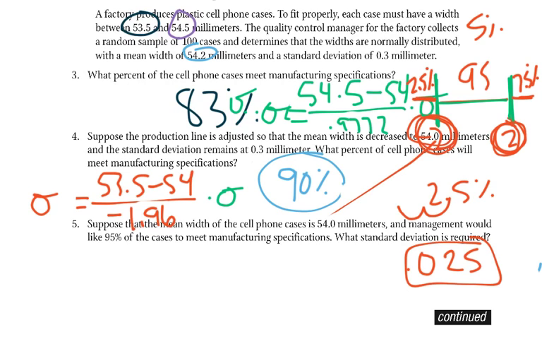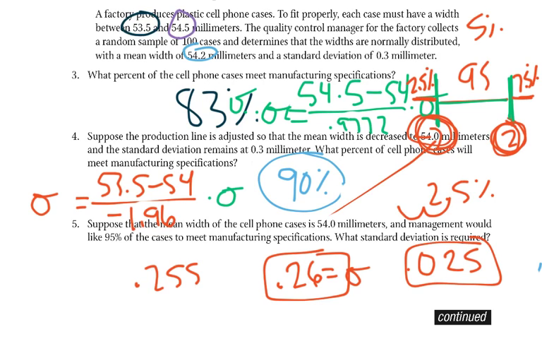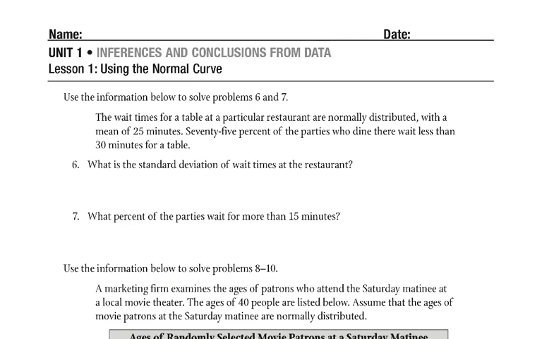And then 53.5 minus 54. Divide that by negative 1.96. And we end up with 0.255. So basically 0.26 would have to be our standard deviation in order for that to be 95%. So my mistake was I used this number on the z-score table wrong. I needed to use this to know what the percentage was on this side, and then I can work backwards to find the z-score. Anyway, so hopefully we learned from our mistake there. Okay, now moving on.